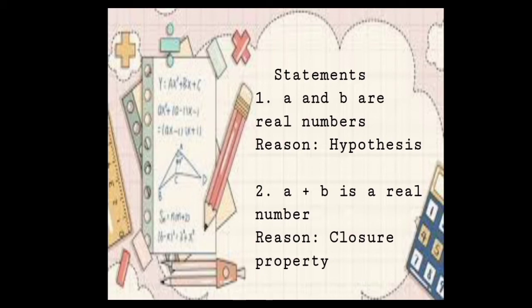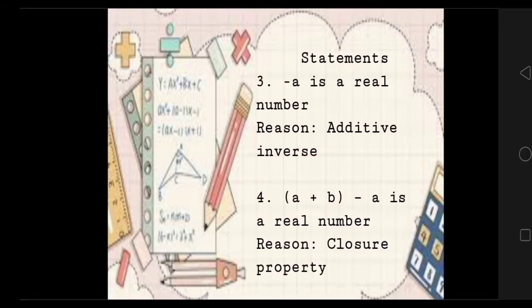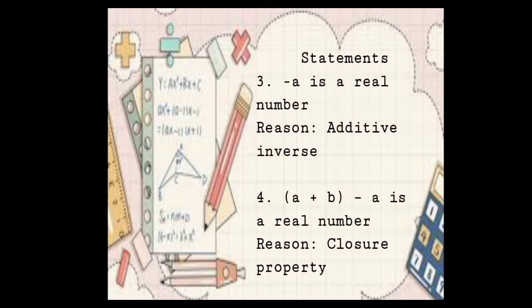Like what I said kanina, in addition operations, nakita natin kanina kung yung operations ng closure, which is A plus B is an element of integers. And the reason is because this is a closure property. Number 3, negative A is a real number. And its reason is the additive property.